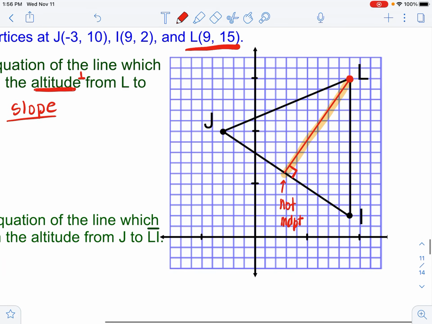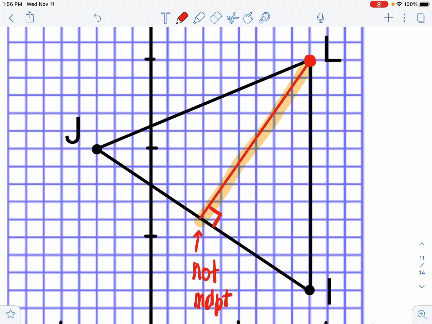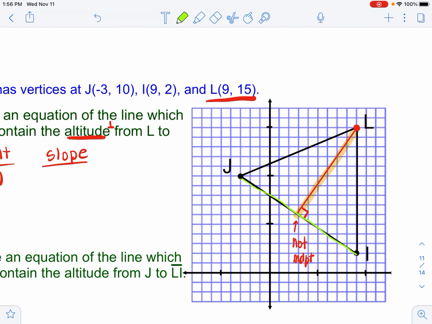Now I need the slope of that line. So to find slope, I need 2 points. Do I have 2 points on that line? No. But I do know it's perpendicular to JI. So I'm going to find the slope of JI using my slope formula. And then I will take the opposite reciprocal of that. So here's J and here's I. So these are the 2 points that I'm using.